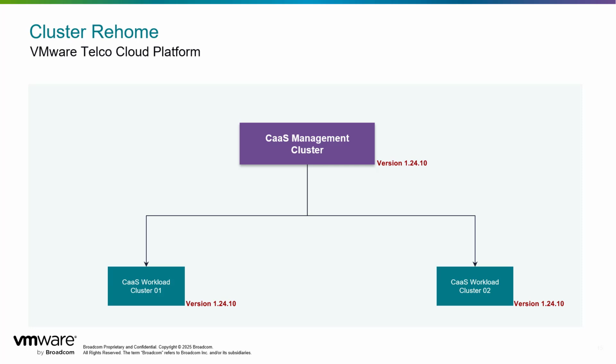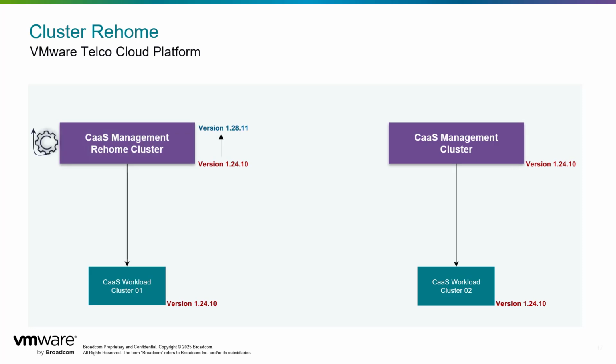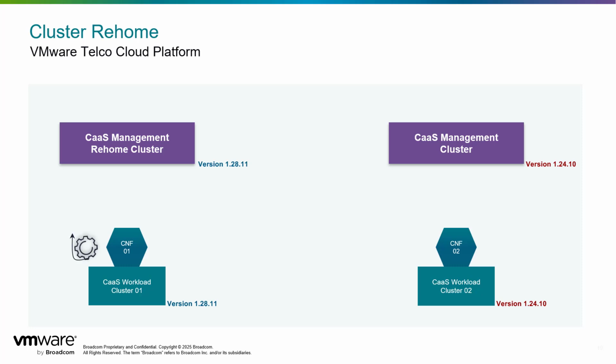Through the cluster rehome feature that is part of the automation capabilities of VMware Telco Cloud Platform, Broadcom enables the CSPs to upgrade a set of the workload clusters managed by a particular management cluster. Cluster rehoming basically moves the subset of CaaS workload clusters to a different management cluster and then allows you to upgrade those CaaS clusters and the CNFs hosted on them.